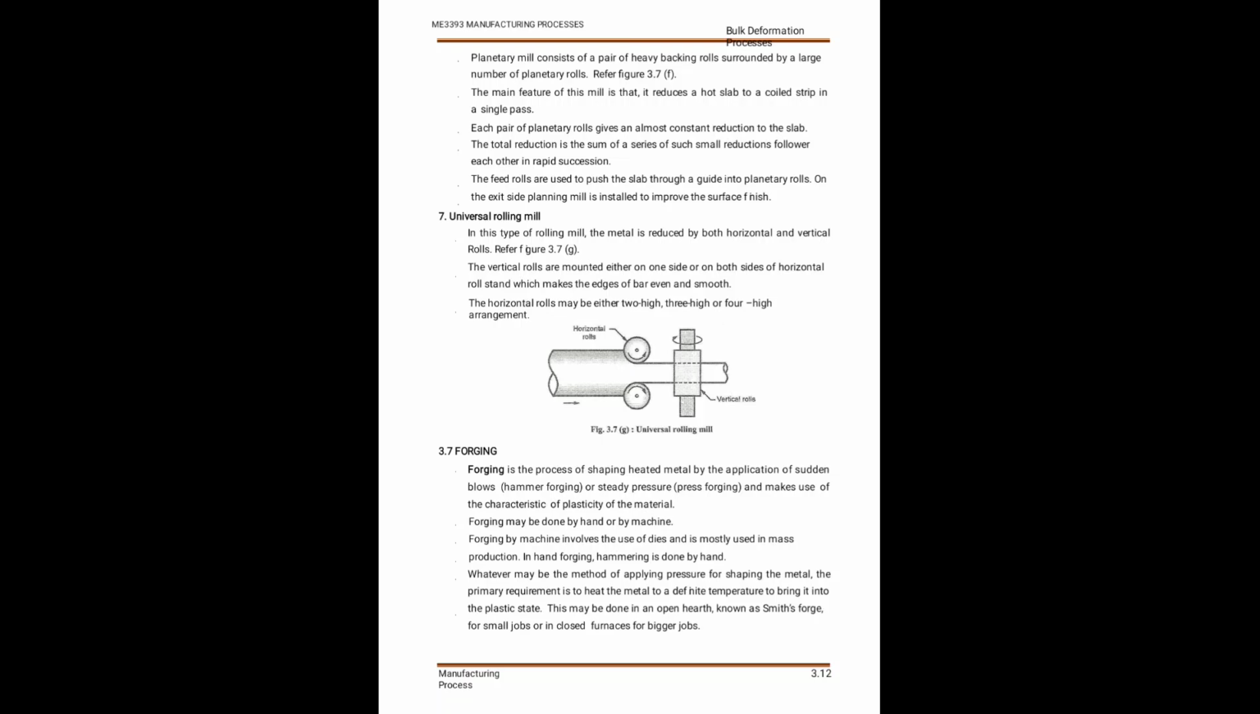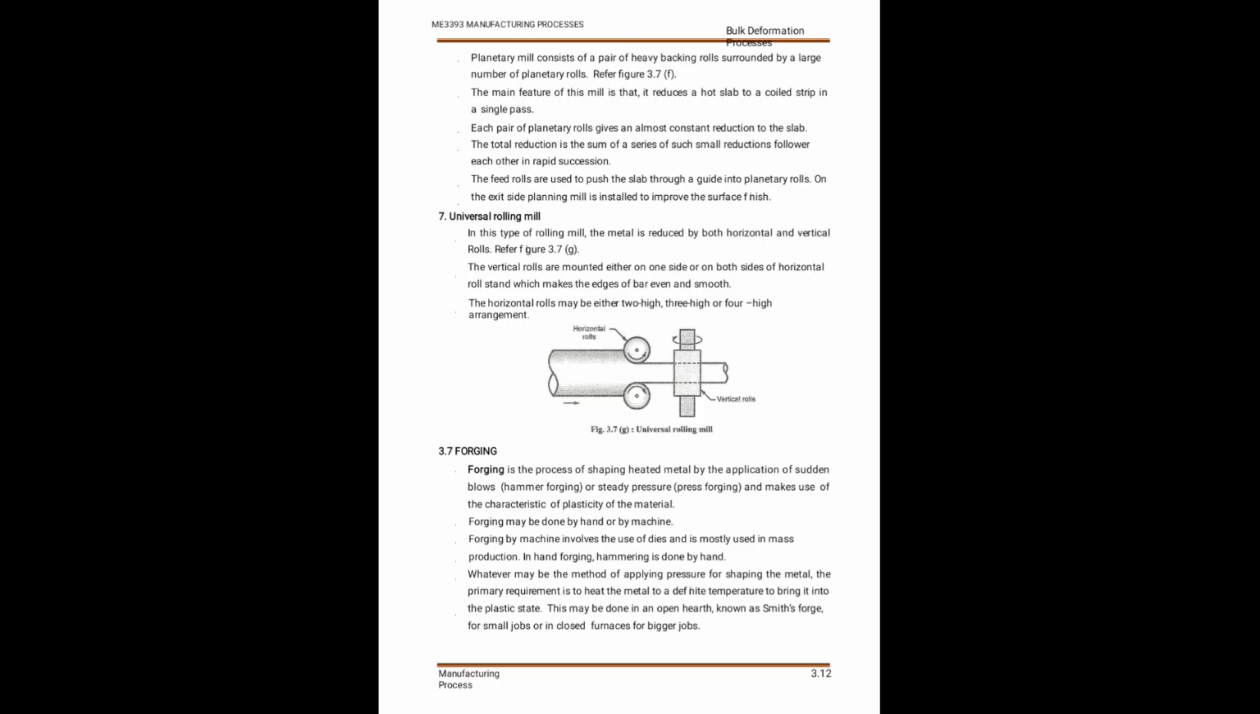So the universal rolling mill will reduce both sides, the horizontal side and the vertical side. Both sides reduce the cross section area of the billet, reducing the cross section and increasing the length. And forging.